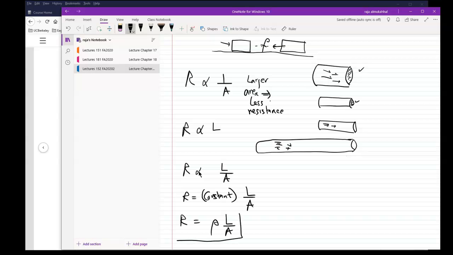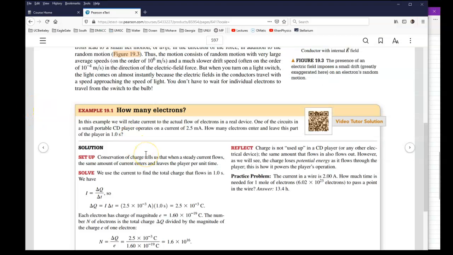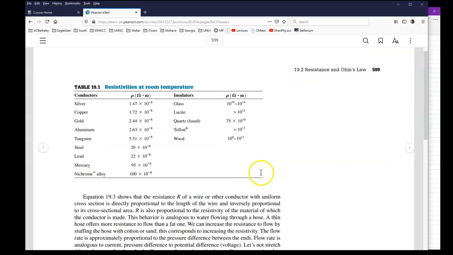So we come up with this interesting relationship, where rho is called the resistivity coefficient. Okay, and you don't need to know anything about it. You can actually look it up in the book. There is a table that you can look up. It's on page 599. Let me show it to you. Here it is right here. See, resistivities at room temperature.